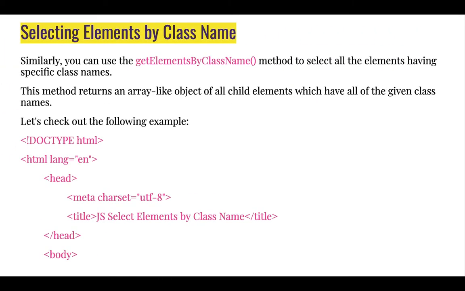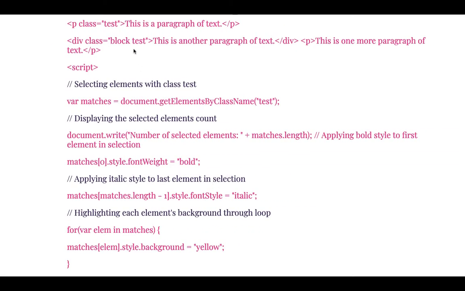Similarly, you can use the getElementsByClassName method to select all the elements that have specific class names. This method returns an array-like object of all the child elements which have all of the given class names. Let's check out the following example. So this first element, which is the paragraph, has the class test. This div also has the test class.